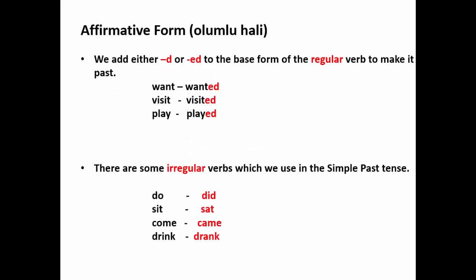Let's look at the affirmative form. We add either D or ED to the base form of the regular verb to make it past. Want, wanted. Visit, visited. Play, played. There are some irregular verbs which we use in the simple past tense. They are do, did, sit, sat, come, came, drink, drank.